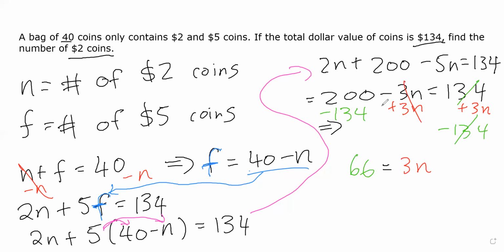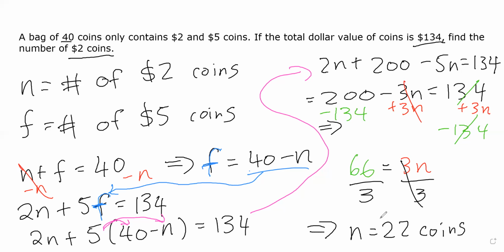Now, to solve for n, I can just divide both sides by 3. And I get that n is equal to 66 over 3, which is equal to 22. So there are a total of 22 $2 coins. Okay, and that is it.